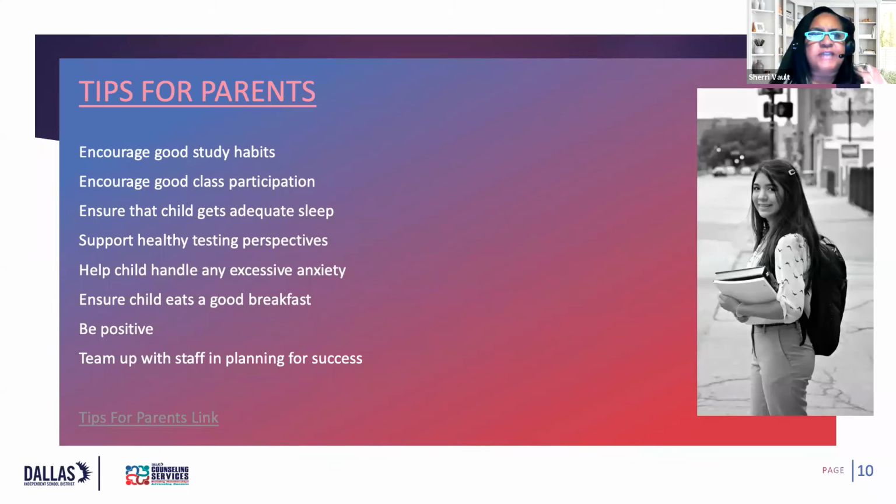All right, so I want to give a little time for some tips for parents. We certainly cannot be successful in the things that we do to make sure students are successful without parent involvement. It takes all of us working together to ensure students' success. And so with that, some just quick tips are to encourage good study habits all along the way, making sure that your students are paying attention in class and getting all that they can get out of instruction. Encourage good class participation, making sure that they're not just sitting and getting, but as they participate, they learn better. Ensure that your child gets adequate sleep, not just the nights before testing, but throughout the year, so that they can focus and be better prepared for learning.